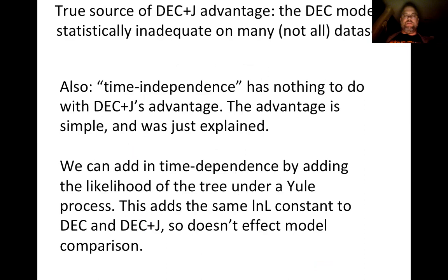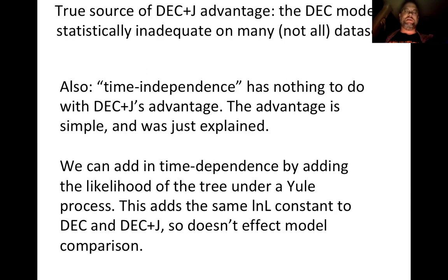All right, so this has nothing in particular to do with time independence. The critique makes a large deal out of time independence, but actually we can create, in addition to the refutation I just showed you, time dependence by just adding the likelihood of the tree under a Yule process. You wave your magic wand, add the Yule process likelihood.